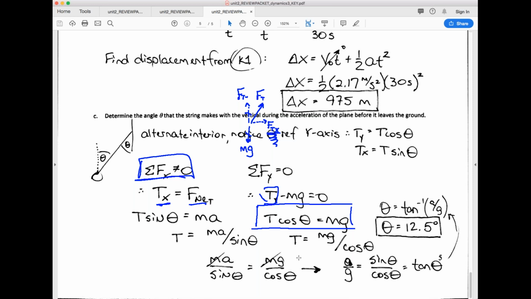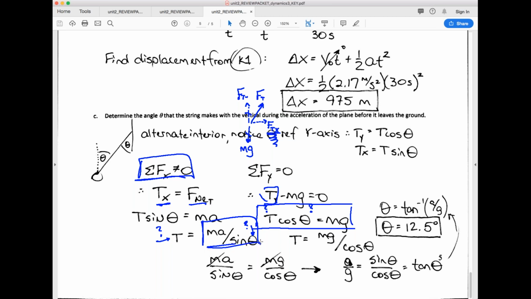So then we're stuck. We don't know what theta is, and we don't know what tension is. And then over here, we don't know what tension is, and we don't know what theta is. So we have simultaneous equations. We have a system of equations. We have two unknowns, but the same two unknowns have two different equations. So we set them equal to each other.